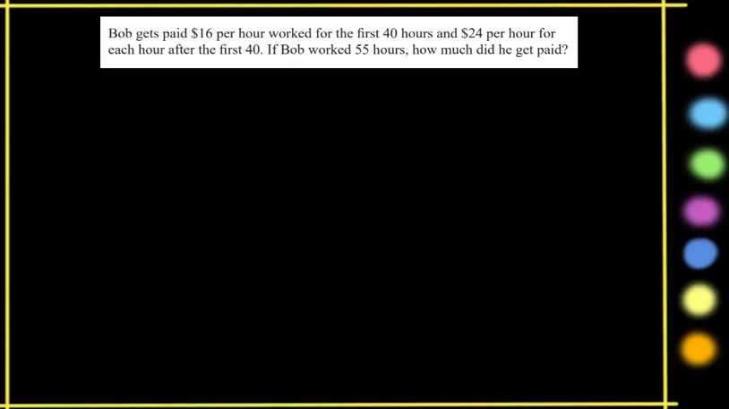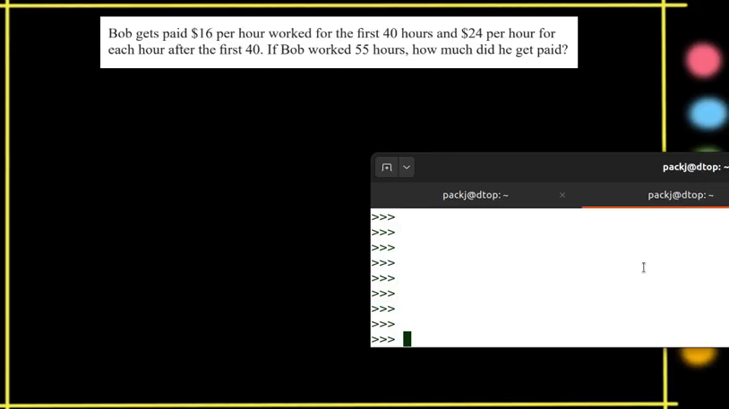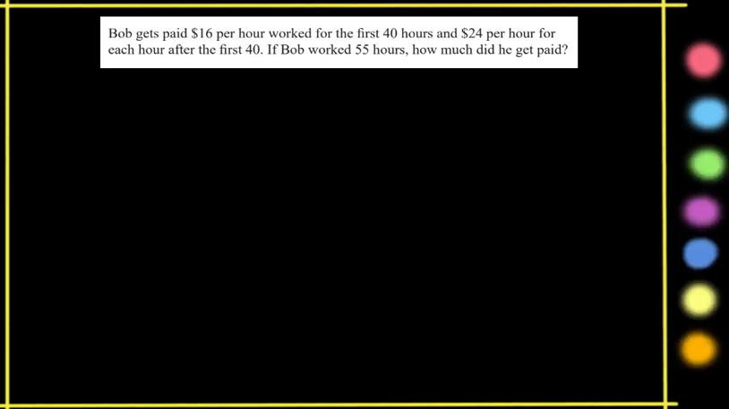Okay, so we're allowed to use a calculator, so we might as well do so. I can't show a calculator on screen, but I can show you Python. Basically this is pretty simple. You take $16 per hour times 40 plus $24 per hour times the number of hours he worked beyond 40, which is 55 minus 40, which is 15, and that gives you $1,000. So the answer here is $1,000.